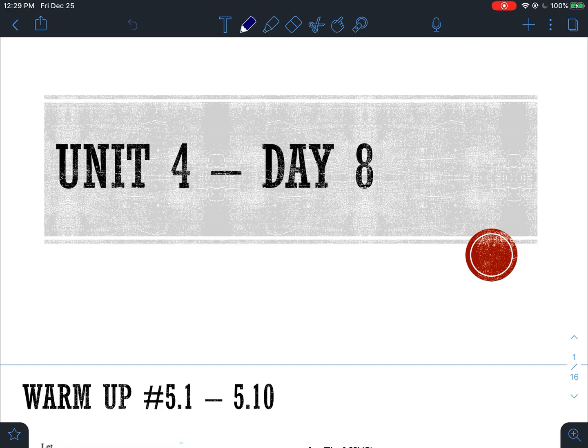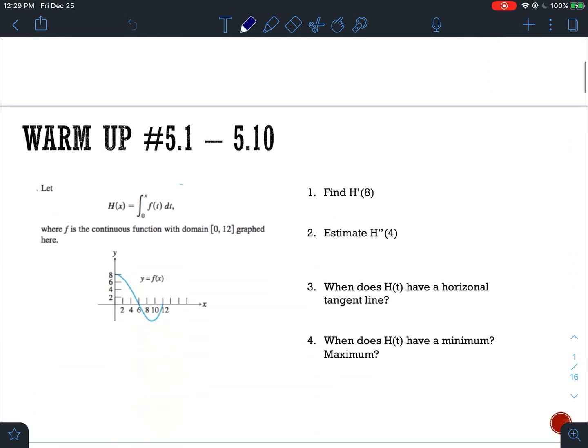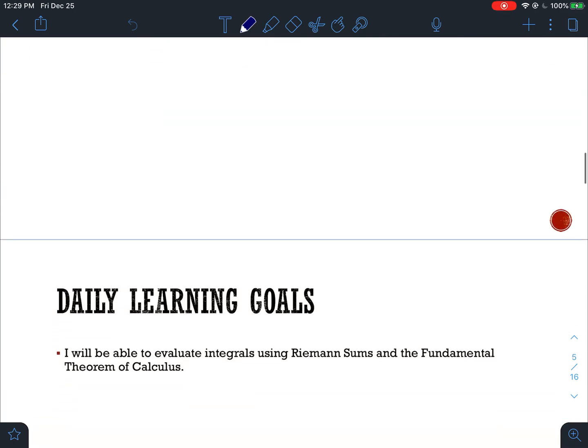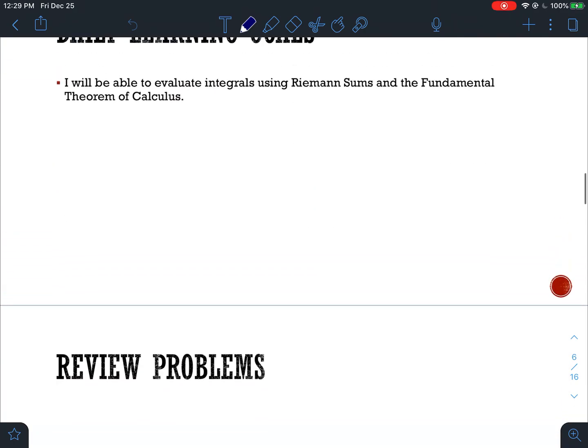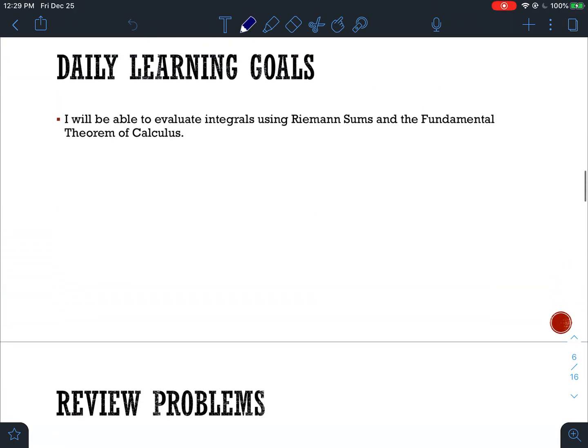These are your notes for Unit 4, Day 8 of Calculus. If you would like to see the warm-up, the review question, or any homework questions we covered in class today, just look at the finished notes. So we are going to be reviewing for your Unit 4 test, which will be next class.